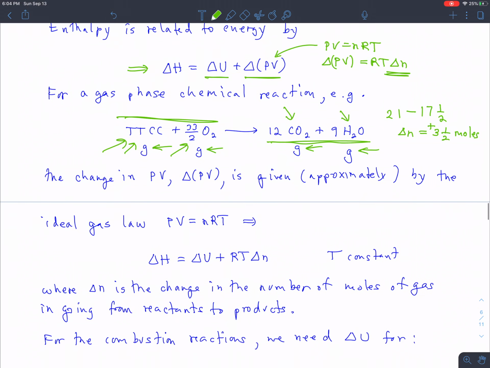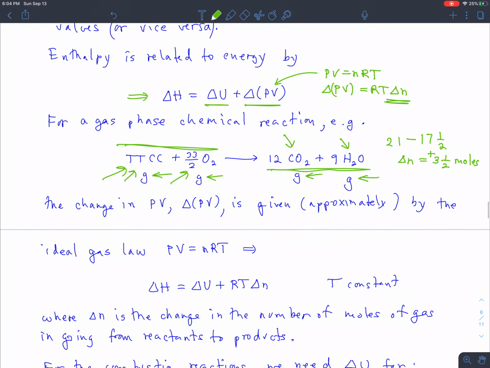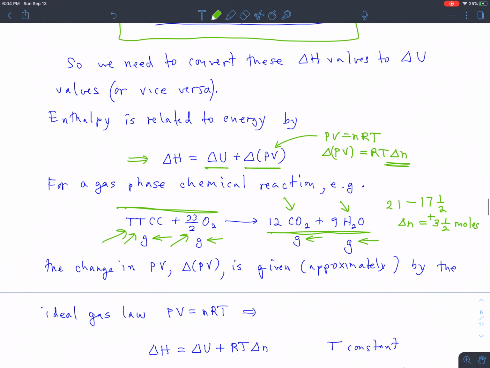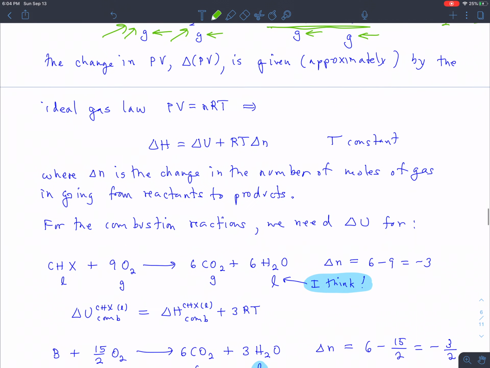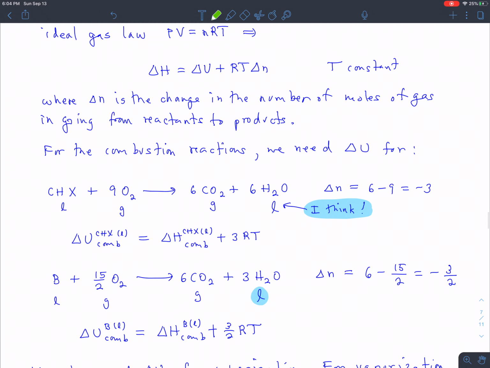And that's the idea then. If delta H is equal to delta U plus RT delta N, then delta U is equal to delta H minus RT delta N. And therefore, if we have a delta H and we know what the delta N is for a given reaction, we can get the delta U value. So the rest of the details of that are given here.